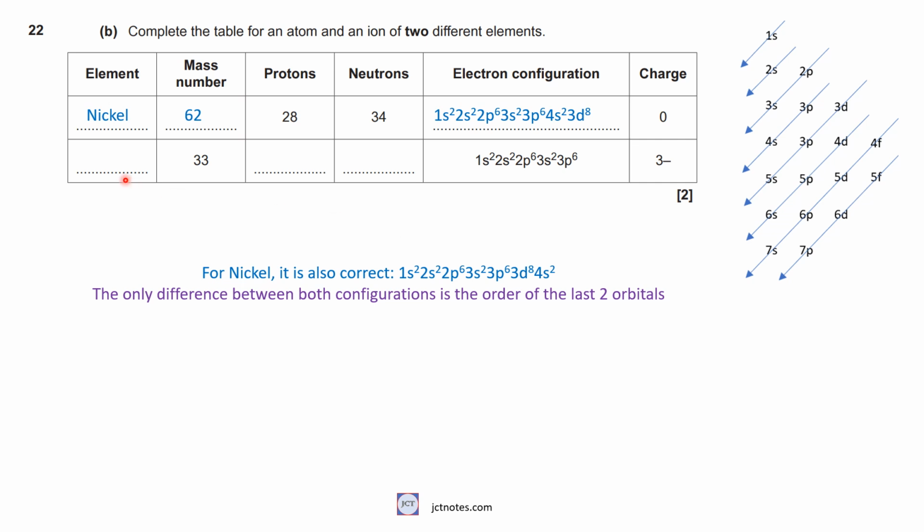In the third row, the electronic configuration indicates a total of 2 plus 2 plus 6 plus 2 plus 6 equal to 18 electrons. As the ion has a charge of -3, there are 3 electrons in excess, thus the number of protons is 18 take away 3 equal to 15. From the periodic table, we find that atomic number 15 corresponds to phosphorus. The number of neutrons can be obtained by subtracting the number of protons from the mass number, 33 take away 15 equal to 18.